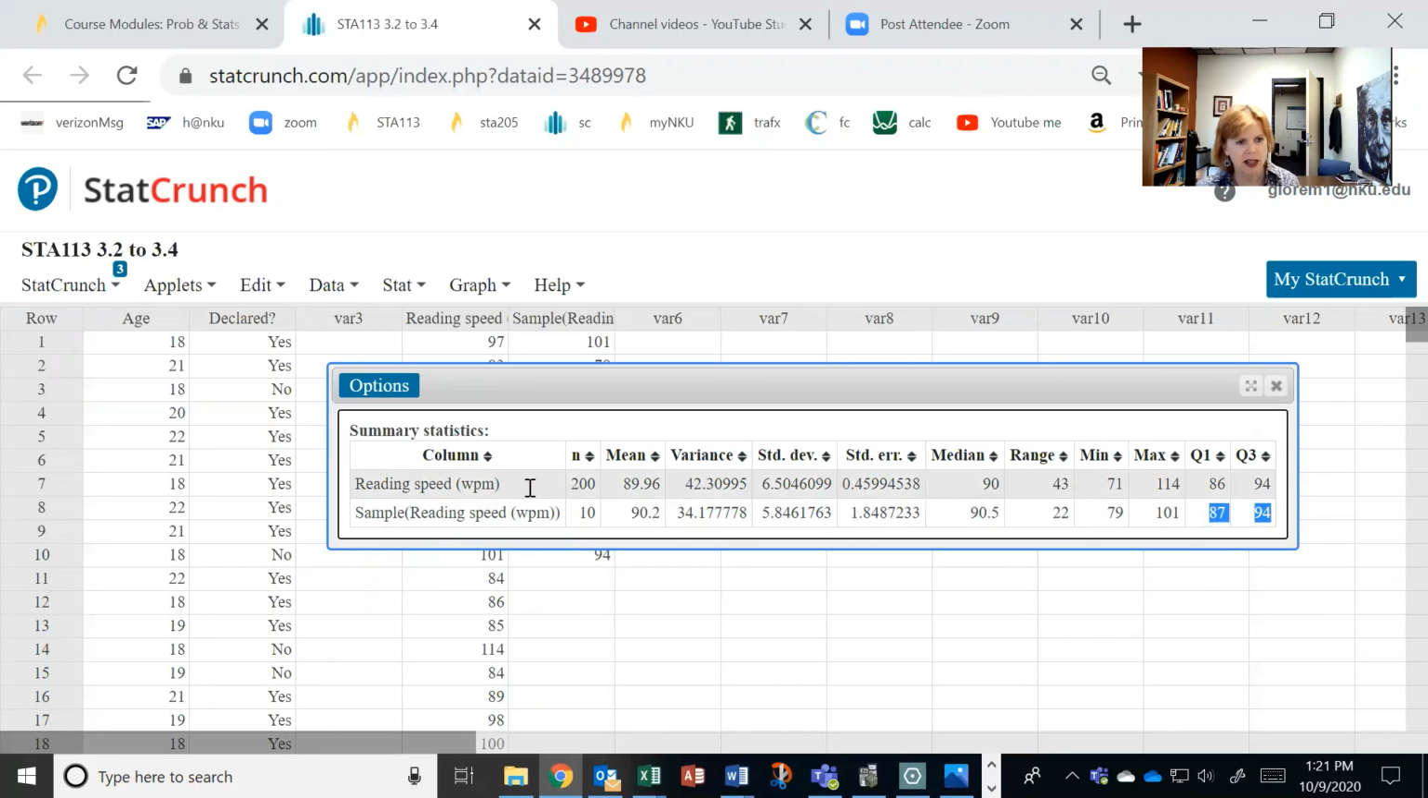And for the entire data set, for all 200 fourth graders, the median was 90. And the first and third quartiles were 86 and 94, which were pretty close to my sample.